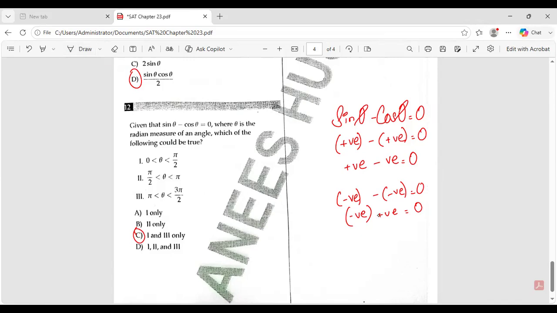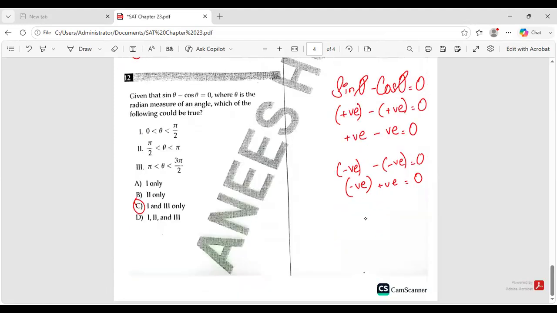Negative into negative would result to be a positive value, and then only you can get 0. So basically, the one thing you need to make sure is that sine and cos should have the same signs. Both of them should be positive, then only you can get 0, or both of them should be negative, then only you can get 0.